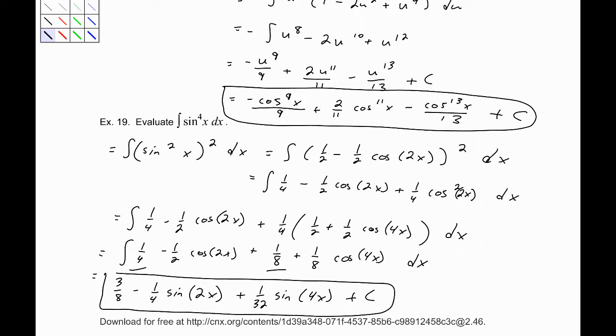Alright, and that is it. Have to keep a lot of these options open. Okay, some different things, some different strategies we can use.